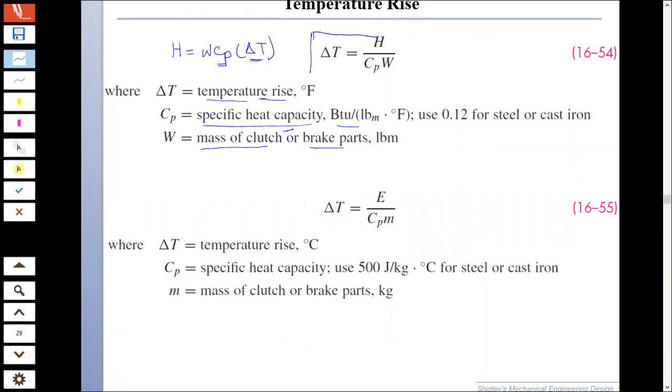So you can find out the temperature rise by just rearranging this equation, where delta T is equal to H over Cp times W. Now, as I said, we can also write this in terms where delta T is equal to E over Cp m, if we use the units of centigrade for temperature and Cp in joules per kg degree C. For steel or cast iron, it is 0.12 in BTU per pound mass degree F, or 500 joules per kg degree C, where m is the mass of the clutch or the brake parts in kg.